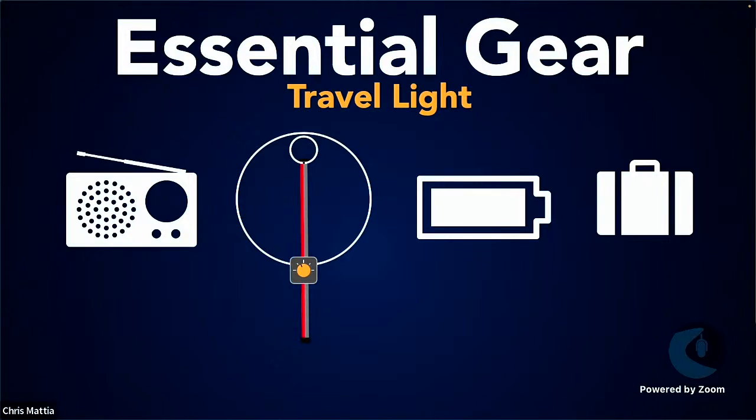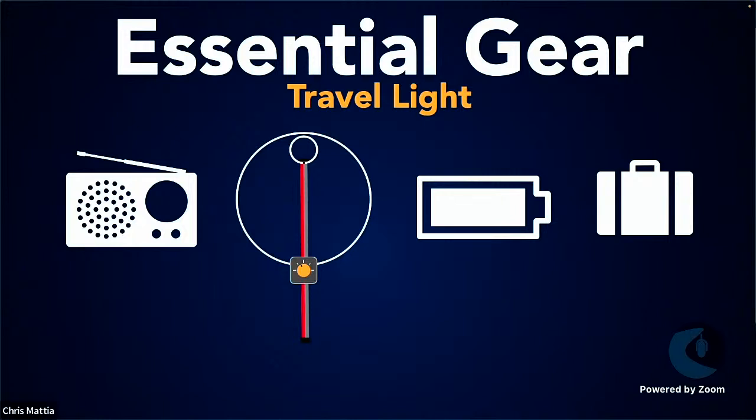So things you're going to want to make sure you have: your transceiver, whichever one that's going to be, some sort of an antenna system. You're going to need a power source that you're going to be able to power your radio with, and you're going to need a bag or some kind of way to be able to carry all of that gear.